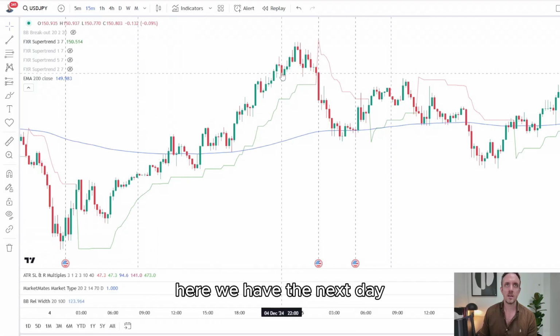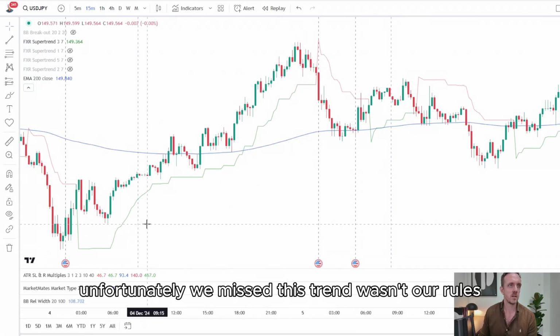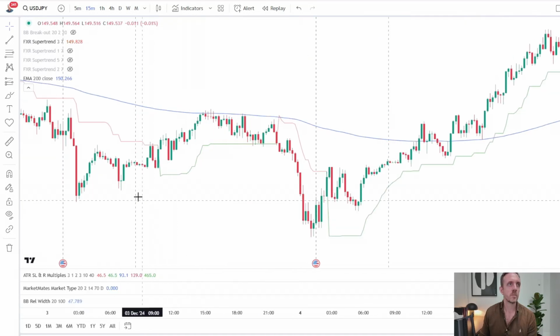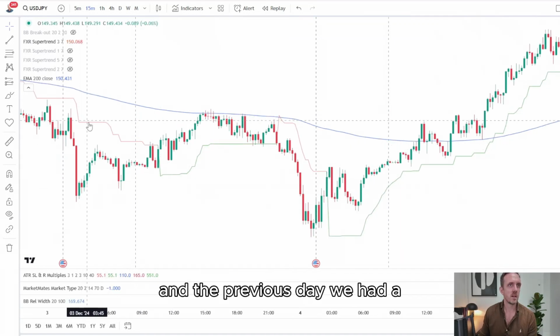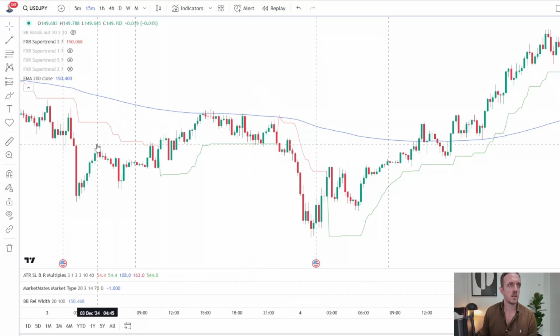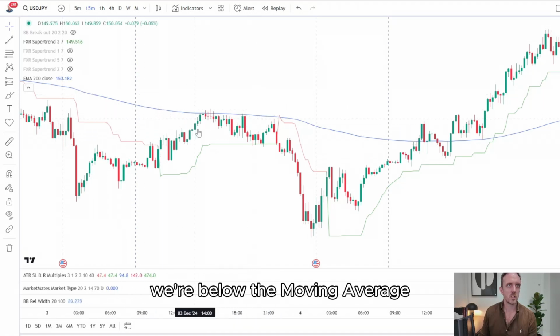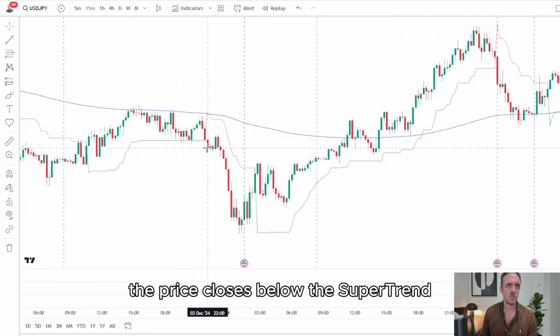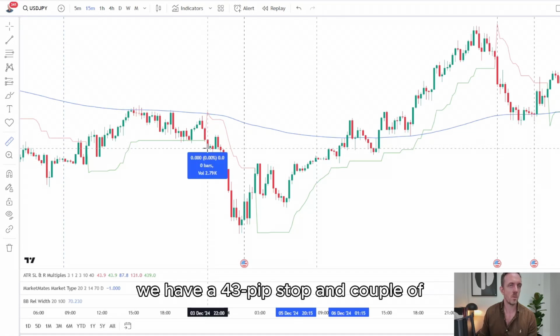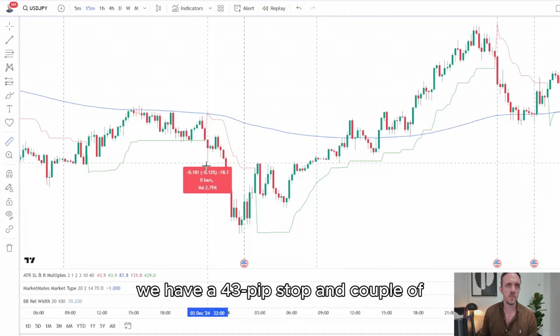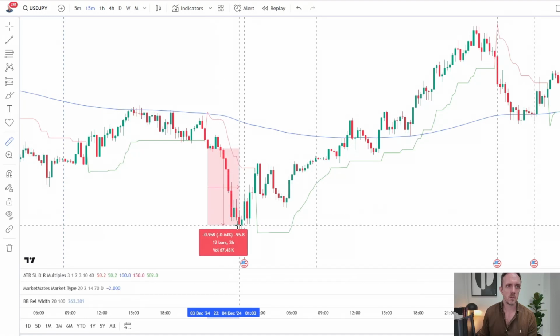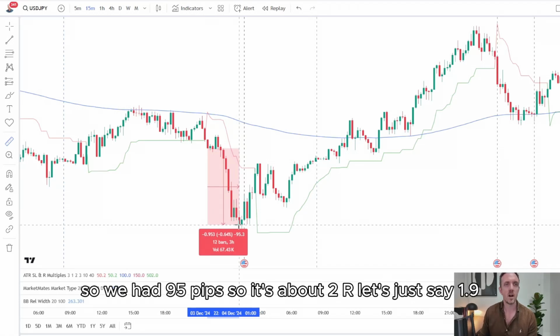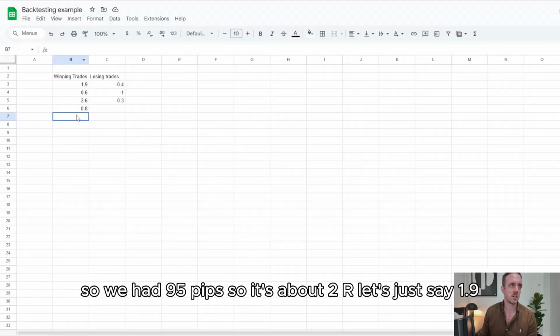Here we have the next day. Fortunately, we missed this trend. Wasn't our rules. And the previous day, we're below the moving average. So we're looking for a short trade. The price closes below the super trend. We have a 43 pip stop and we exit just before the news. You can see the news event there, line on the chart. So we had 95 pips. So it's about 2R. Let's just say 1.9.